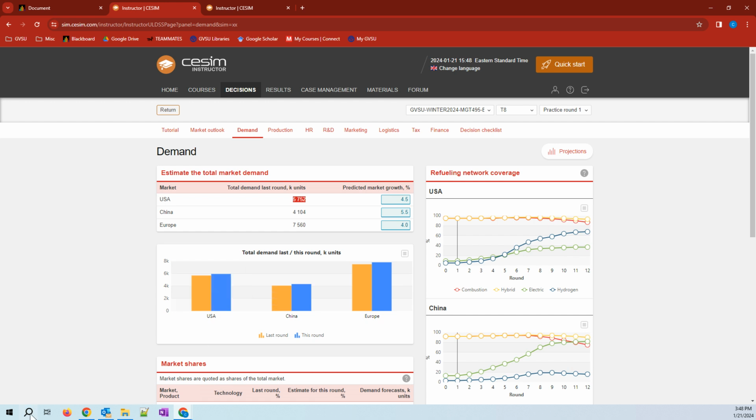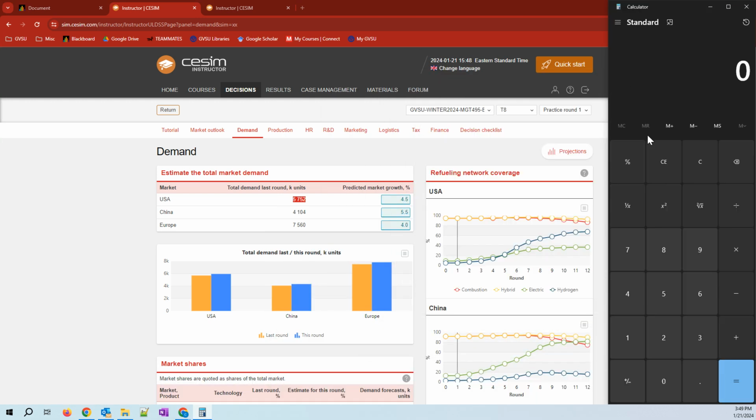I'll explain it to you using a calculator. Let's see if I can pull up my calculator. Okay, so let's do it here. Last year, the market size was 5752. This year, the market is growing by 4.5%. So multiplied by 4.5 equals this divided by 100. So the market will grow by 258,000 units. Okay. So whatever was sold last year, this year we will sell an additional 258,000 units.